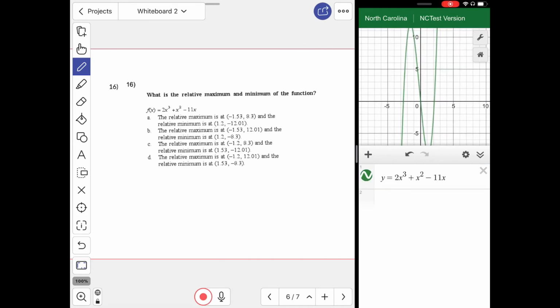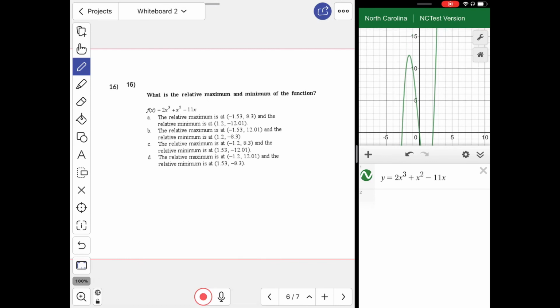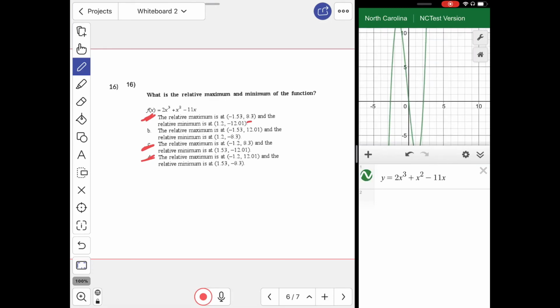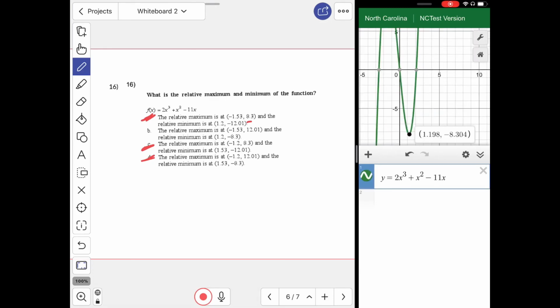All right, so it says that I have a relative maximum. So my maximum is at -1.53 and 12.01, which makes A incorrect because it says 8.3 there. C is incorrect, and D is wrong too because it said -1.2 for the maximum. So my minimum is 1.2 and -8.3, and that makes B the correct answer. So you just need to know the difference: a maximum is the hill, minimum is the valley.